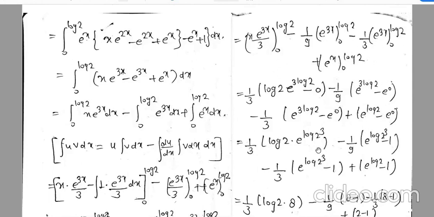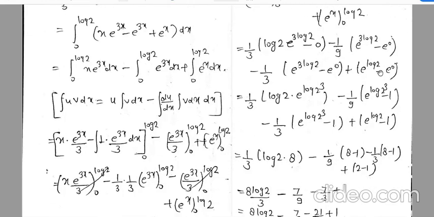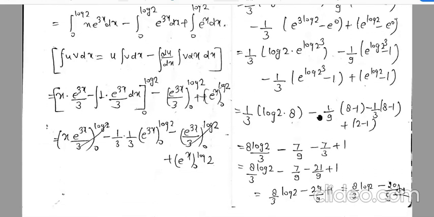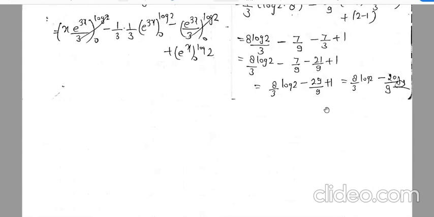Now apply the limits. So after applying the limits, 1 by 3 log 2 e to the power 3 log 2 minus 1 by 9, and we are just applying upper limit minus lower limit. So we can write this one as log 2 cube, n log m, you can write log m to the power n, and after solving this equation, log 2 into 8 minus something like that, after the calculation you will get your final answer, right?